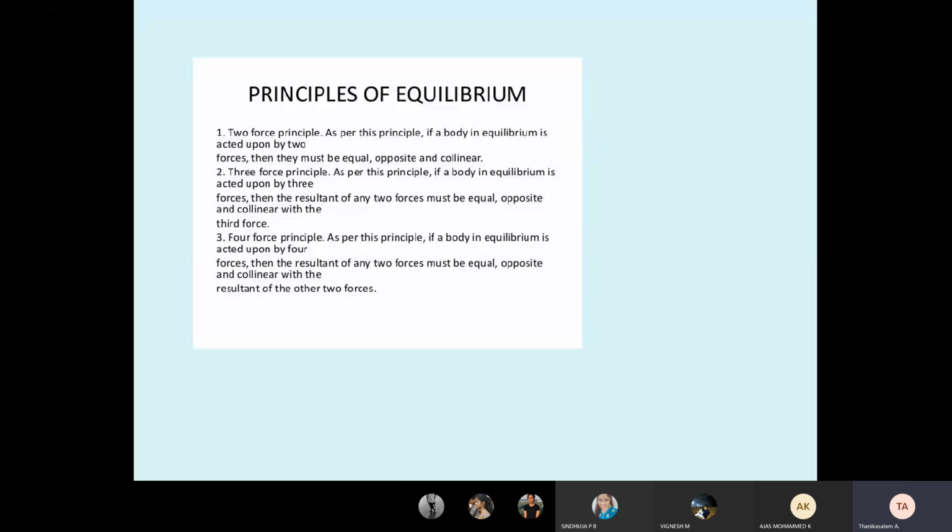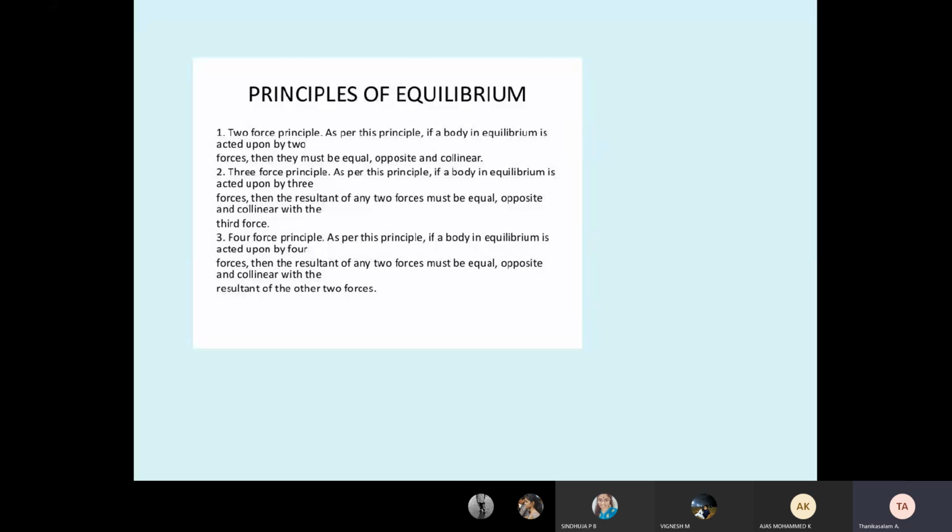Then read the second, three force principle. As per this principle, if a body in equilibrium is acted upon by three forces, then the resultant of any two forces must be equal, opposite, and collinear with the third force. When three forces act on the body, the resultant of the first two forces is equal to the third force in the opposite direction, collinear. Then only we can say this is the three force equilibrium condition.